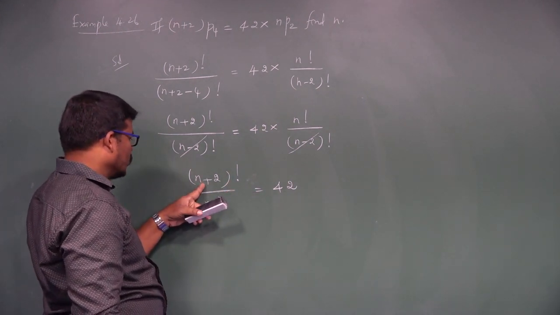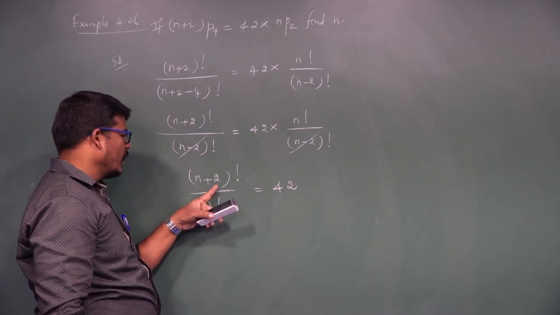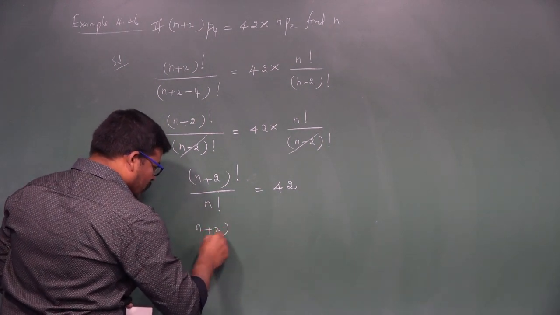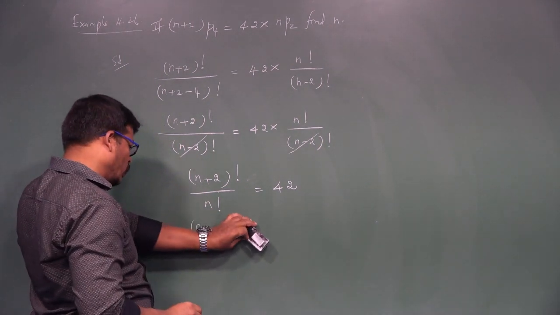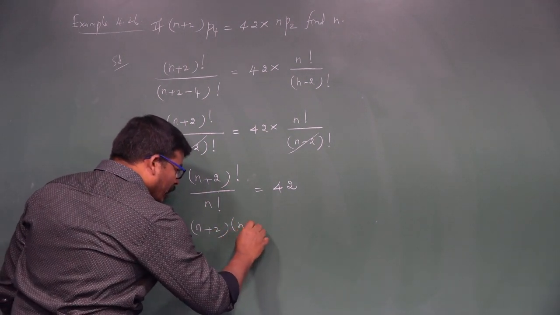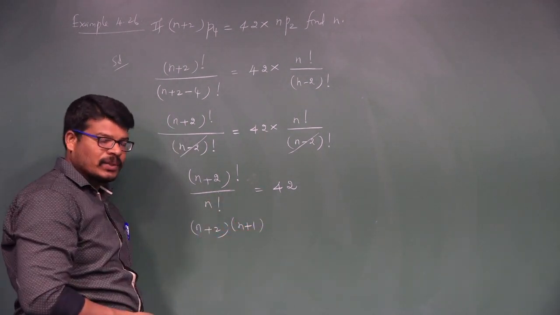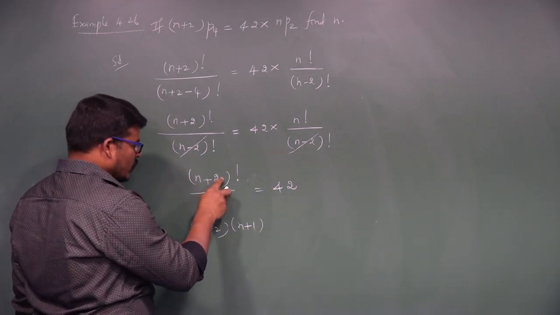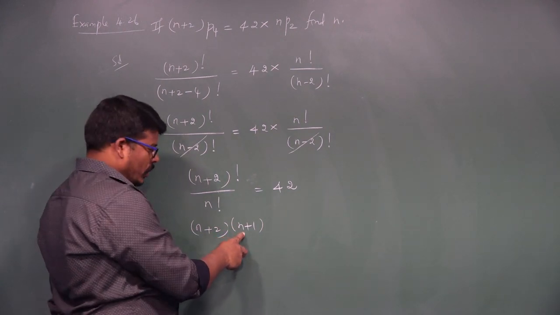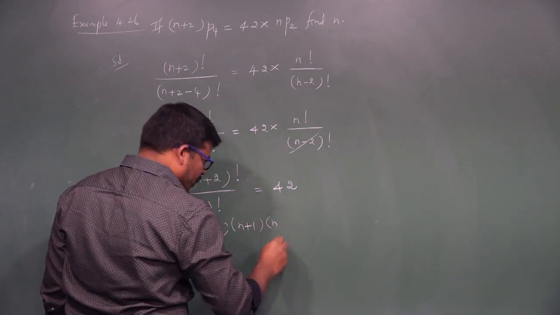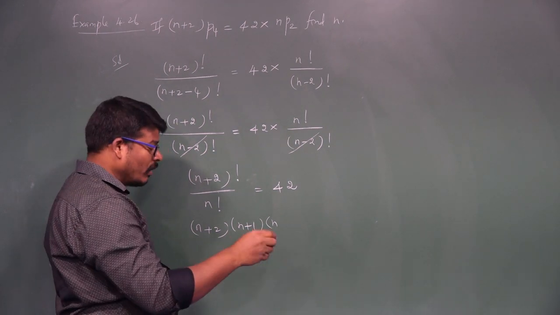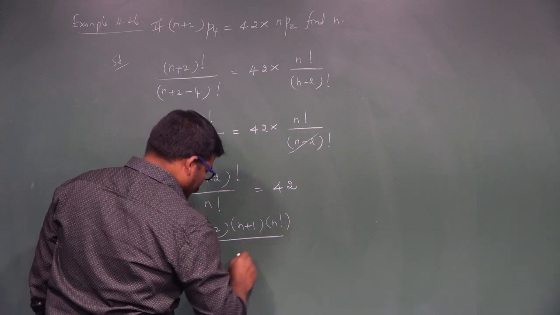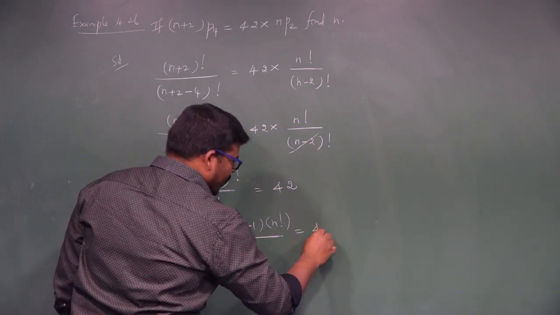Now expand (n plus 2) factorial: n plus 2 into n plus 1, then reduce by minus 1. n plus 2 minus 1 is n plus 1. Next, reduce minus 1: n plus 1 minus 1 is n. So writing it, n factorial by n factorial equals 42.